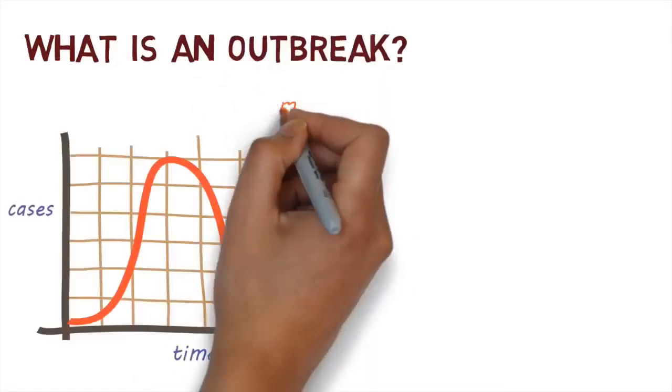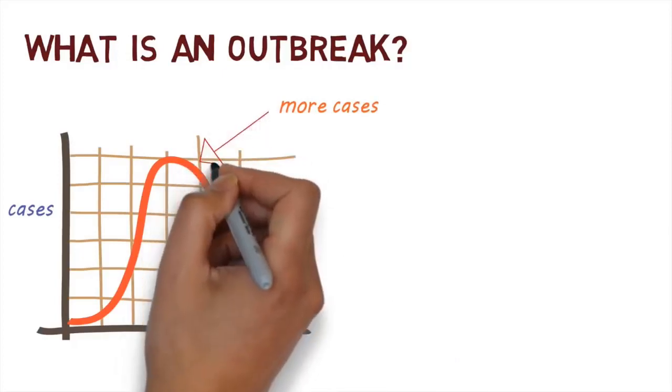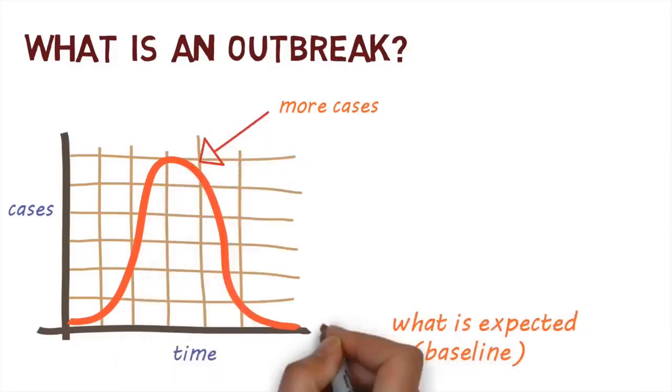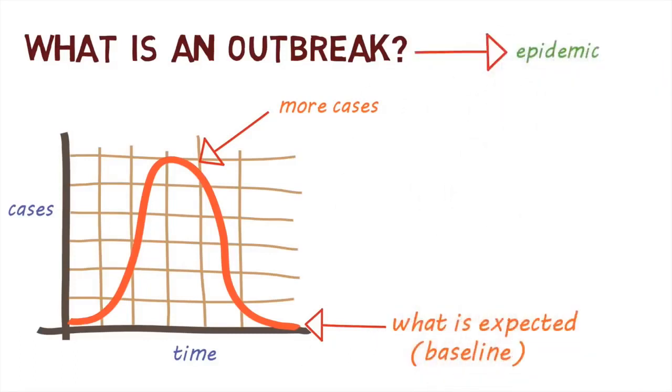Basically, an outbreak is when there are more cases of illness than what's normally expected in a population in a given area and at a given time. The terms epidemic and outbreak are sometimes used interchangeably.